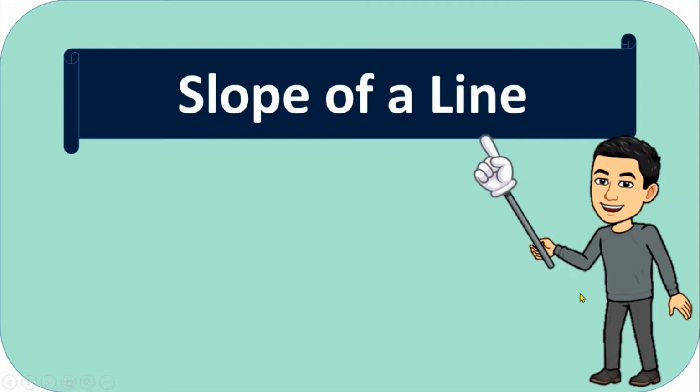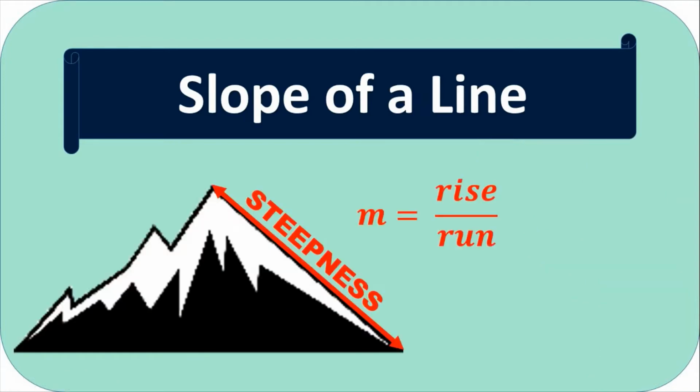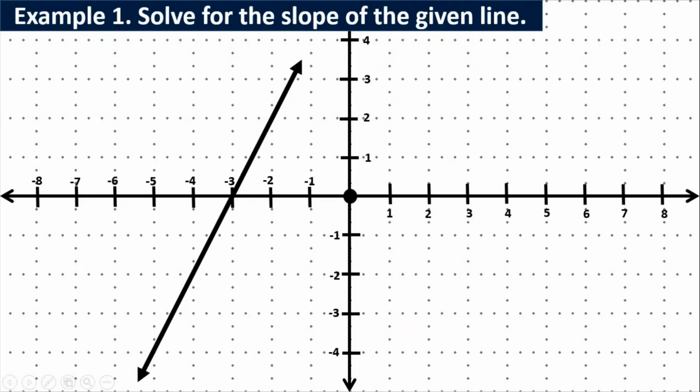Hello everyone, in this video we will be discussing the slope of a line. When we say slope, it refers to the steepness of the line, which can be computed using the formula m, the symbol for slope, is equal to rise over run. Let's have some examples in identifying the slope of a given line.